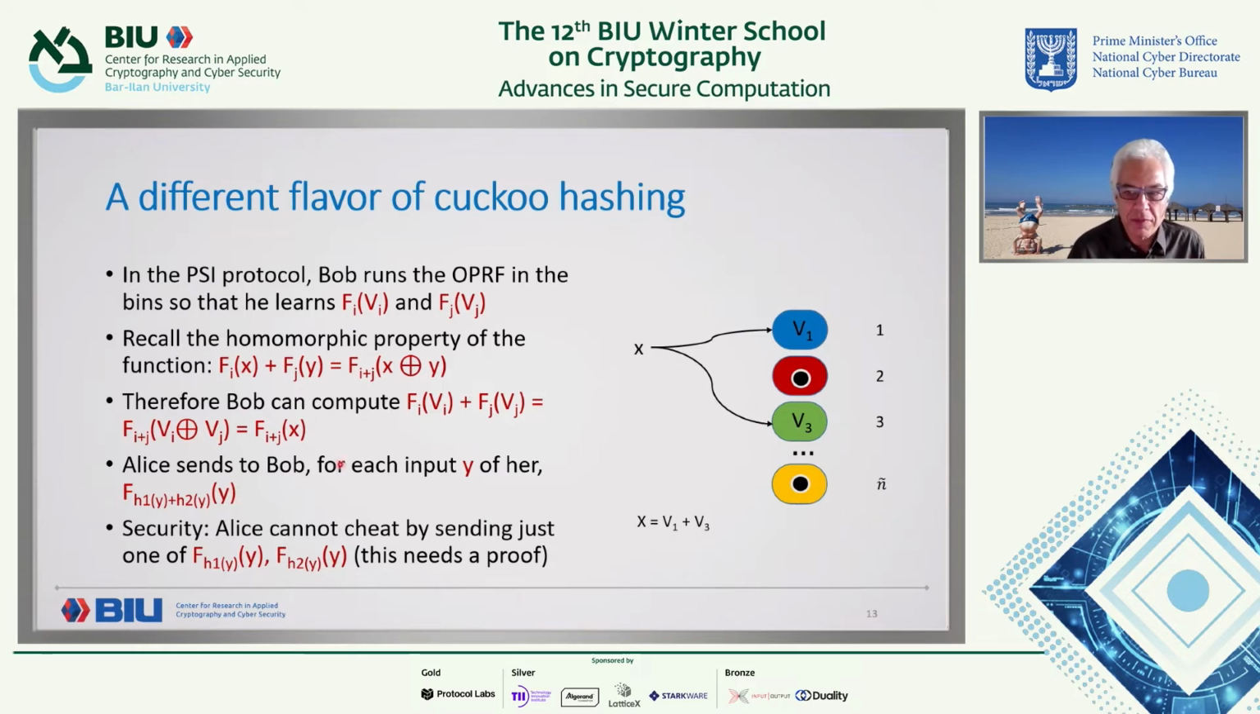Because what Alice sends to Bob is not f of this plus f of this. She sends him a value which is the sum of what you get here and here. So she cannot identify whether Bob put his x here or here, because Bob is going to put x in both locations. This needs a proof, but you can prove that Alice cannot. This provides security against malicious behavior. The only question is, how does Bob do this magic, this mapping into the table?